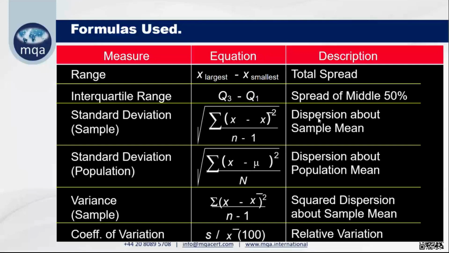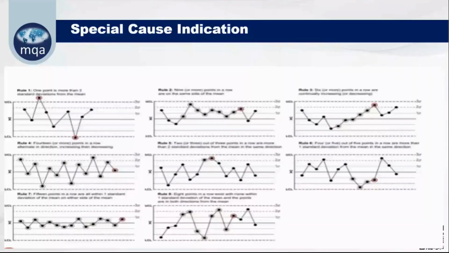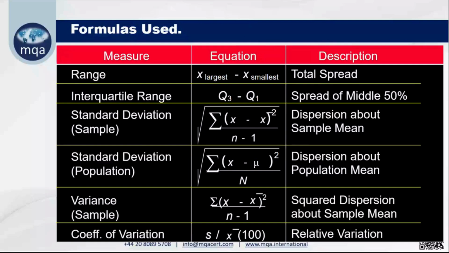Now this is the formula table. Range is largest minus minimum. This is the total spread. Interquartile range is Q3 minus Q1. Standard deviation for sample, standard deviation for population. In sample we take n minus 1; for population we take n. Okay, coefficient of variation we saw. Variance we saw.